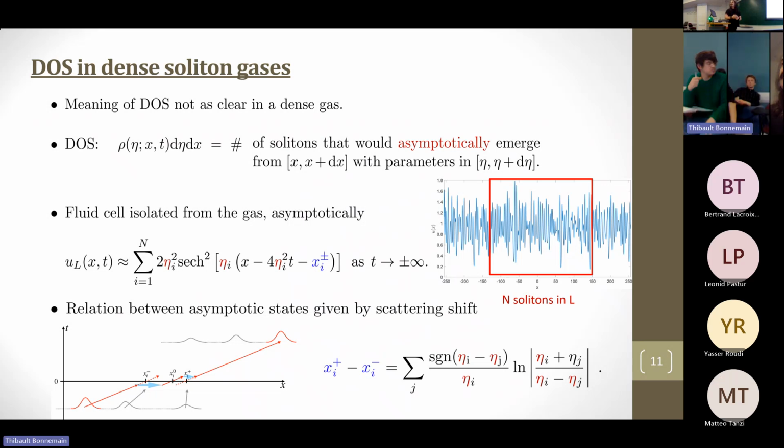What do you mean by PDF? Full statistics, probability distribution functions, of the field itself. Say you want all the moments of the field, for example. Currently this is not known.